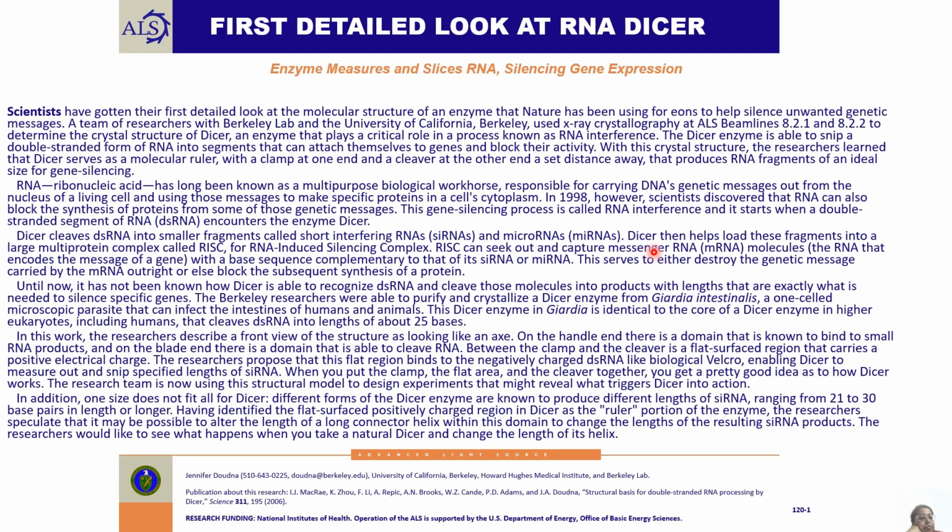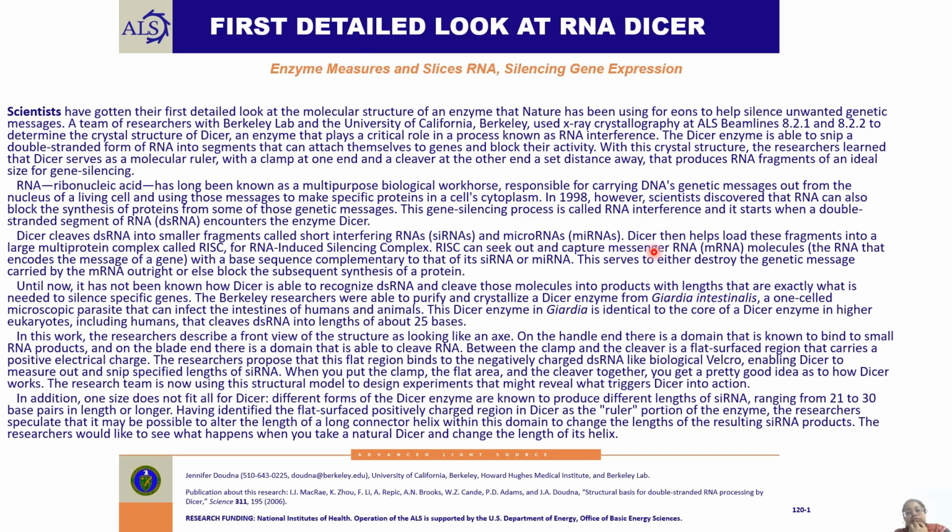A team of researchers with Berkeley Lab and the University of California, Berkeley, used X-ray crystallography at ALS beamlines 8.2.1 and 8.2.2 to determine the crystal structure of Dicer, an enzyme that plays a critical role in a process known as RNA interference. The Dicer enzyme is able to snip a double-stranded form of RNA into segments that can attach themselves to genes and block their activity.